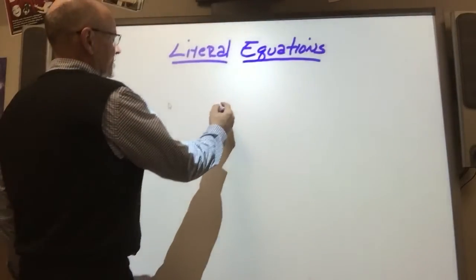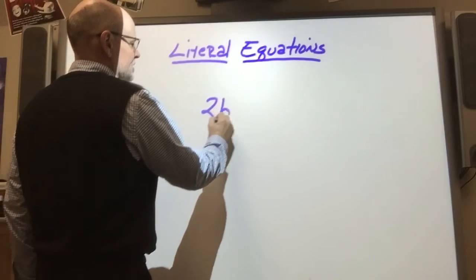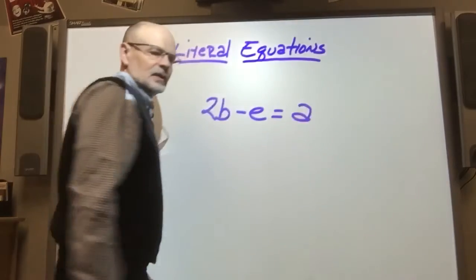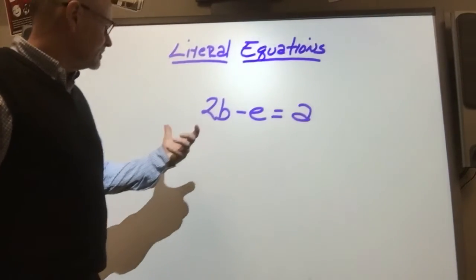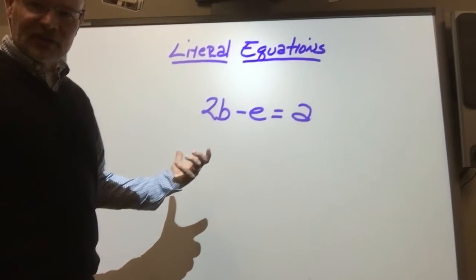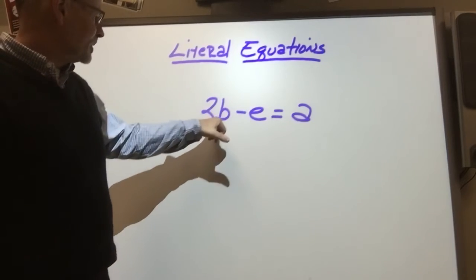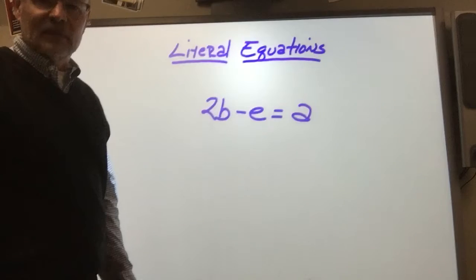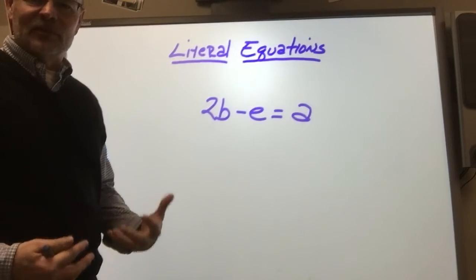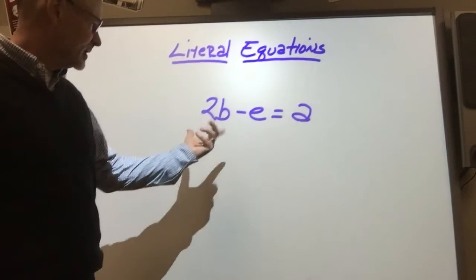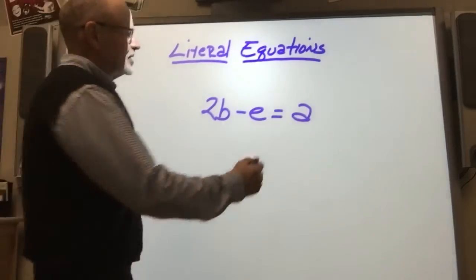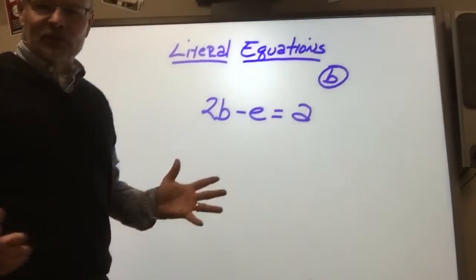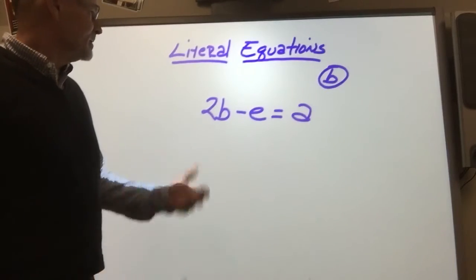You may see something like this: 2b minus e equals a. If you look at it, notice it looks very much like a two-step equation. I have multiplication, some kind of addition or subtraction, and it equals something. I'm going to do my same two-step operation skills in order to get the b by itself. So in this case, I'm solving for b. Okay, so I'm going to do my normal two-step operation to get b by itself.